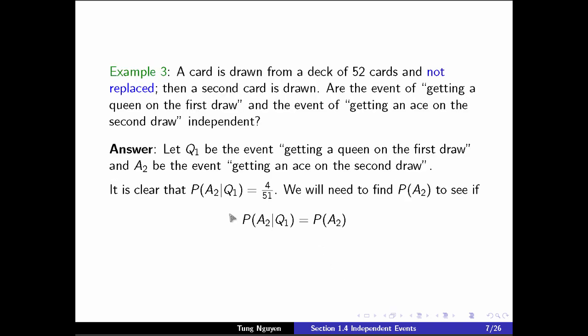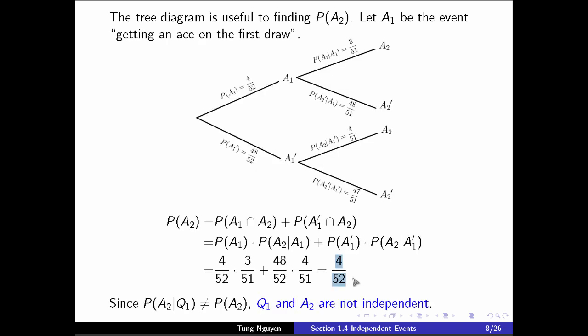And remember, the conditional probability of A2 given Q1 is actually 4 over 51. It's slightly larger than 4 over 52. So in this case, these two probabilities are not the same, which means that Q1 and A2 are not independent.